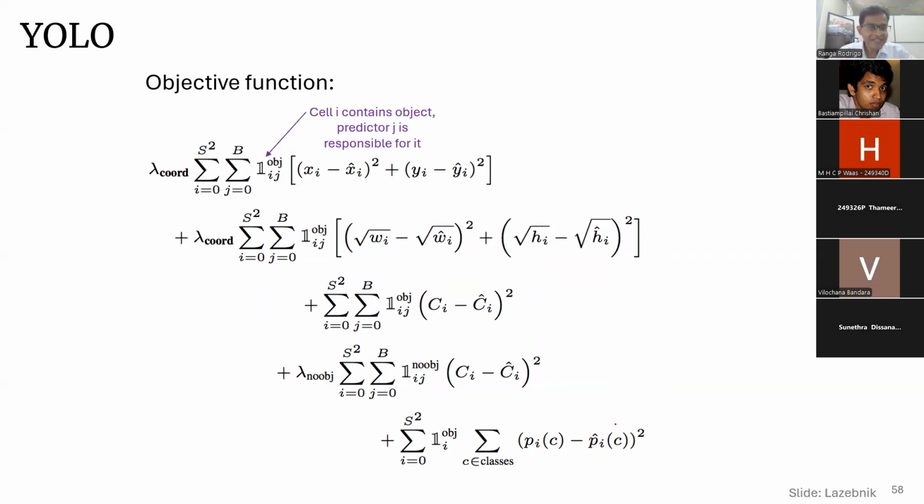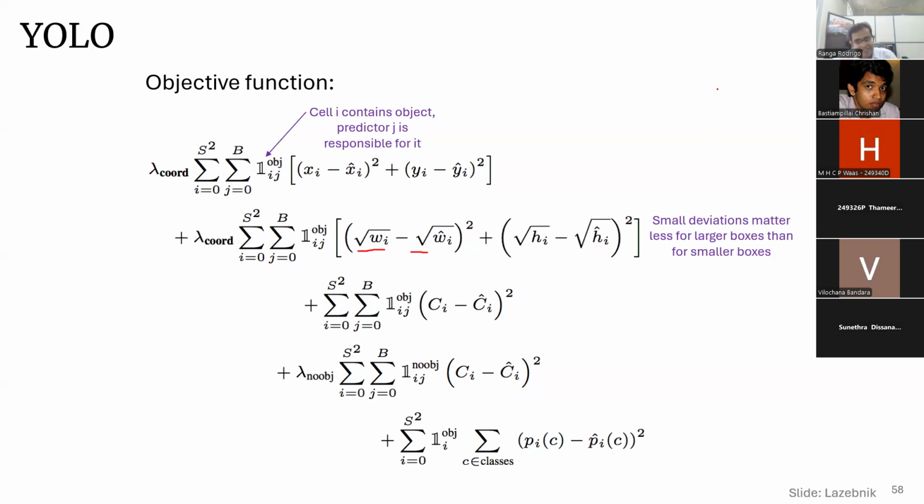No. So this, once again: cell i contains an object, and predictor j is responsible for it. Small deviations matter. Oh, I forgot to explain that. Why did they take the square root for the sizes? Small deviations matter less for large boxes than for small boxes.